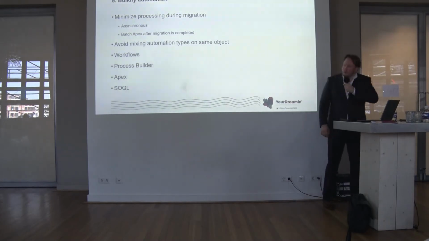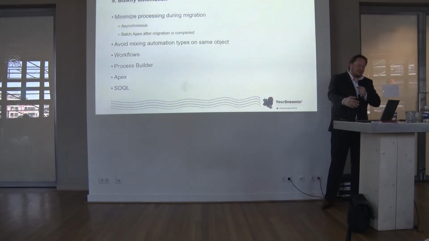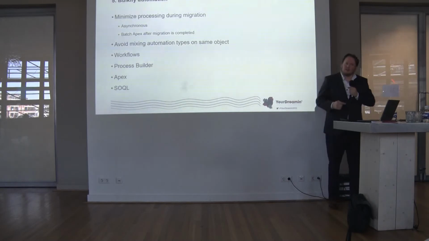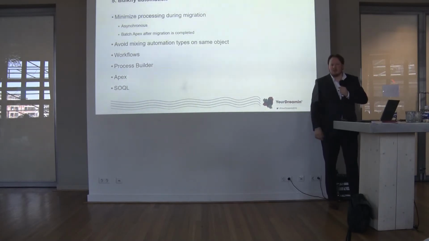Also very important, avoid mixing automation types on the same object. So you have workflows, you have process builders, and of course you have Apex triggers, but I usually recommend to only use one and not all three of them combined. And definitely don't use multiple of the same type. With workflows, you can, but you definitely don't want 10 process builders on one object, or even 10 unmanaged triggers on one object.